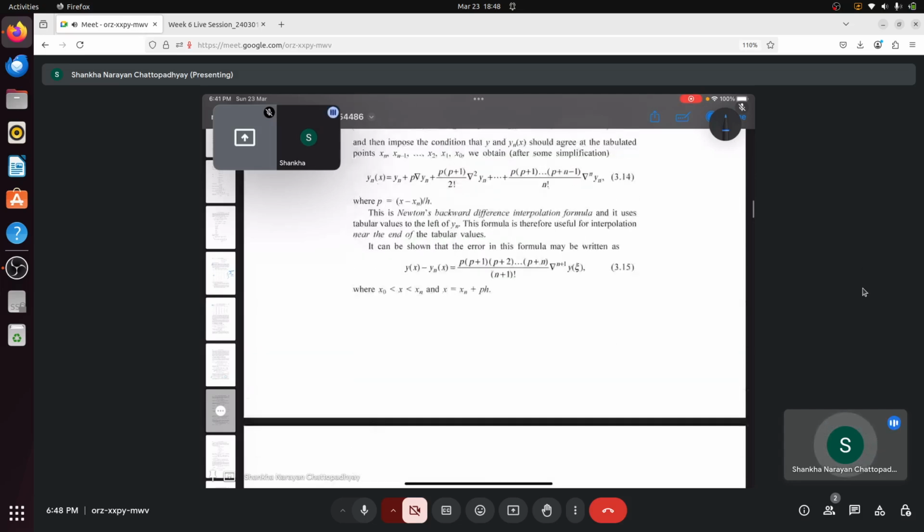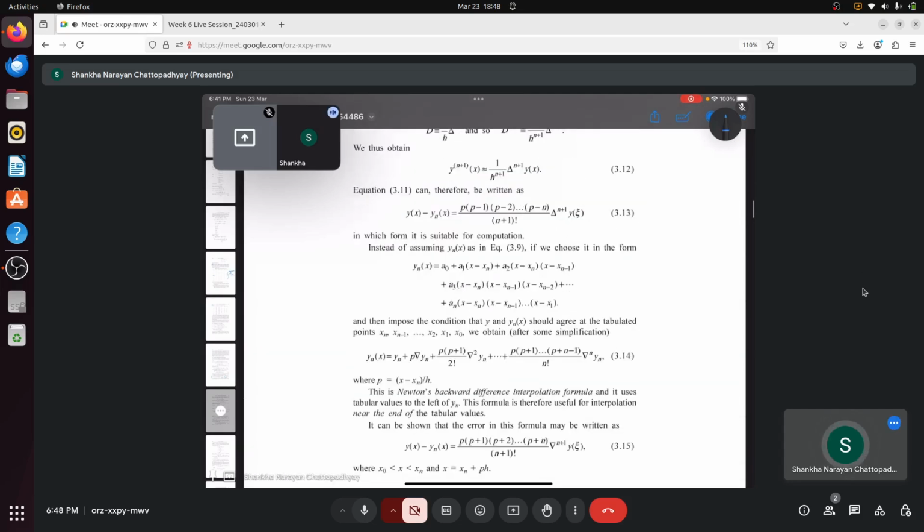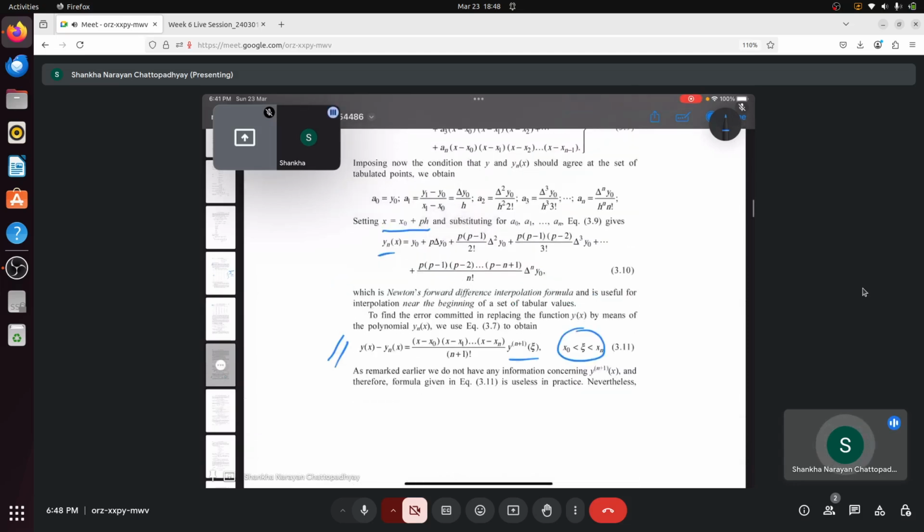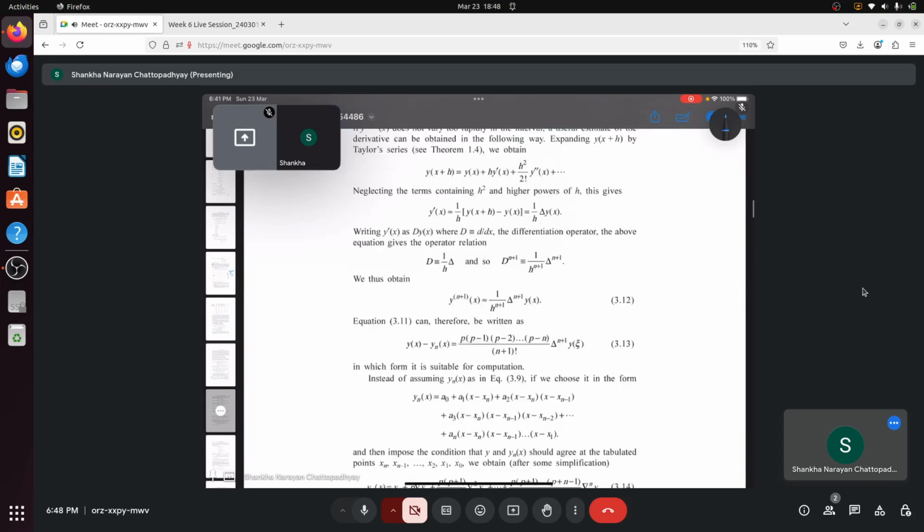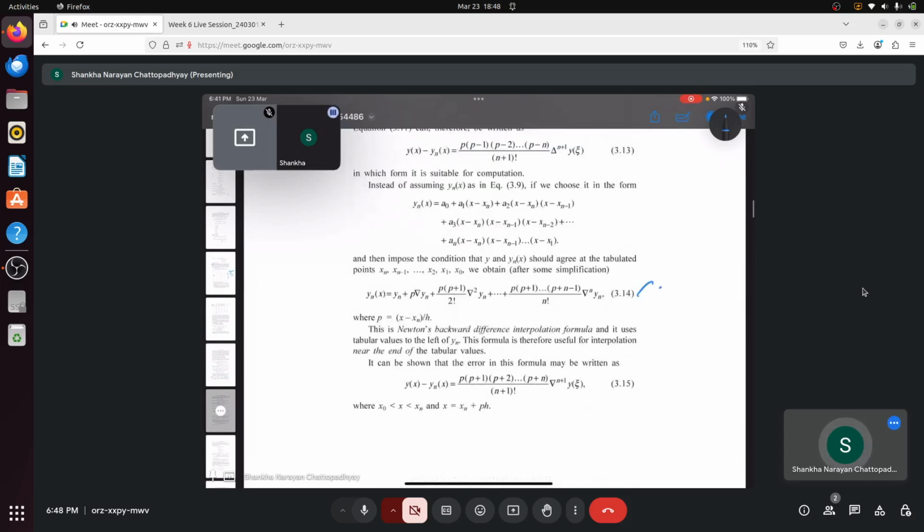Next, similarly, you can also determine Newton's backward interpolation formula. Newton's backward interpolation formula is, that will start from yn, yn plus p into nabla yn plus p into p plus 1 by factorial 2 nabla square yn, and so on. And here what is your x? Your x is xn minus ph. See, x equal to xn minus ph.